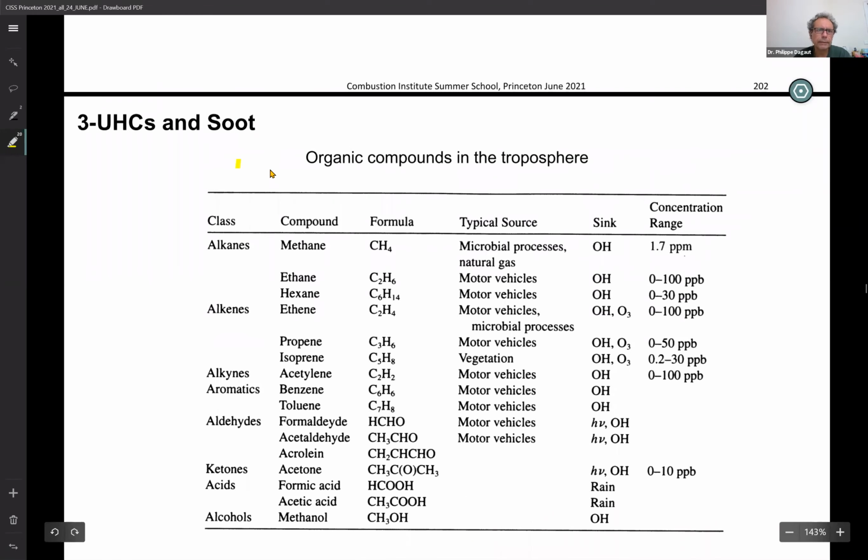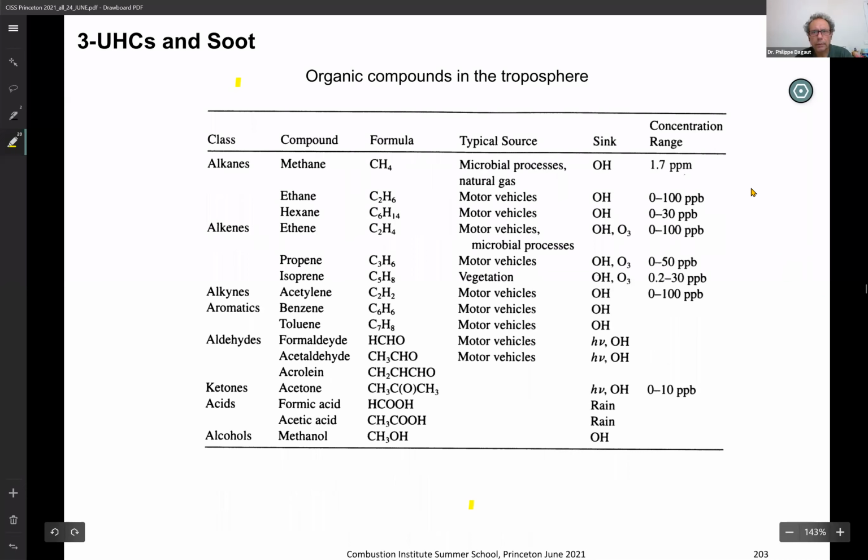So now we will have a look at another type of pollution, which is unburned hydrocarbons and soot. In the troposphere, there are lots of organics present, and this table gives you an idea of what is present there. By far the first hydrocarbon present in the atmosphere is methane, for several reasons.